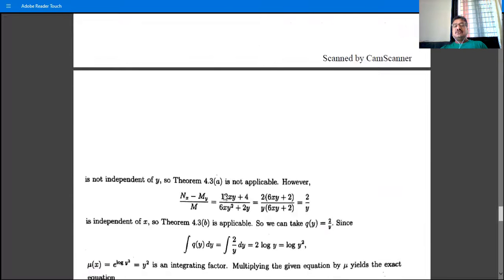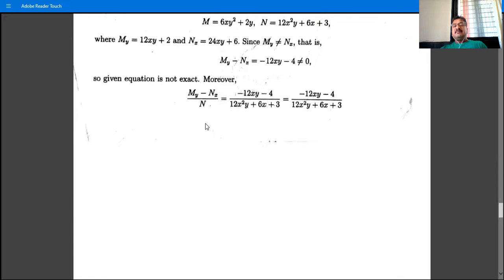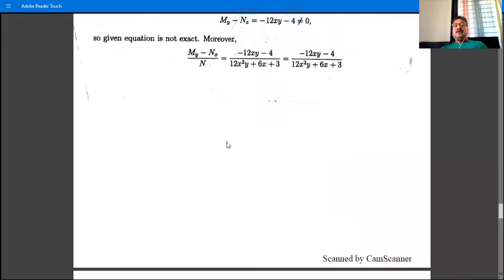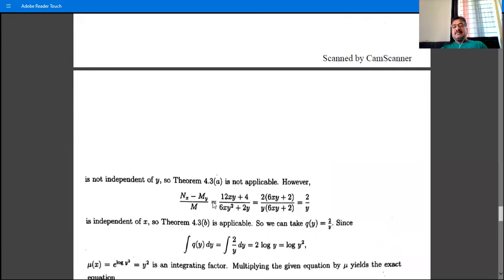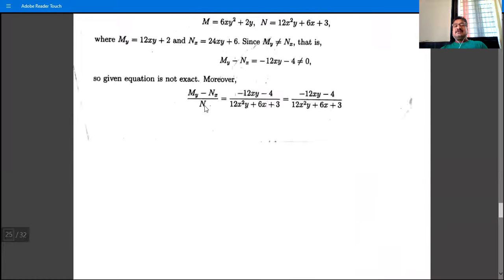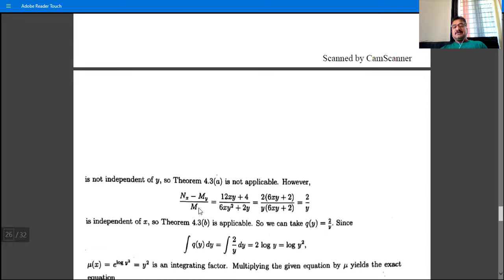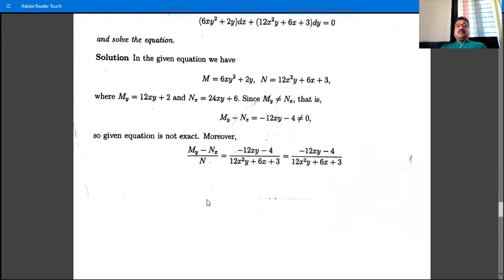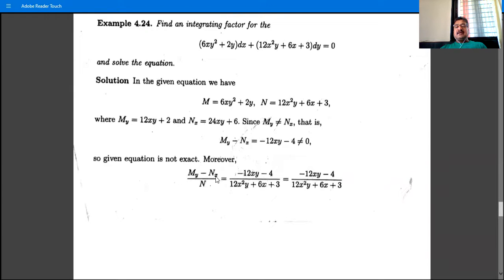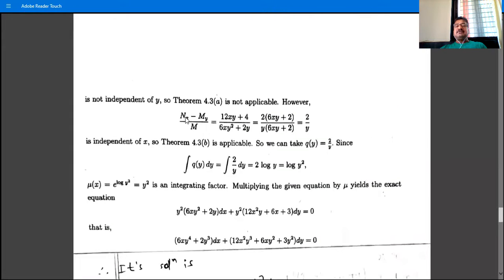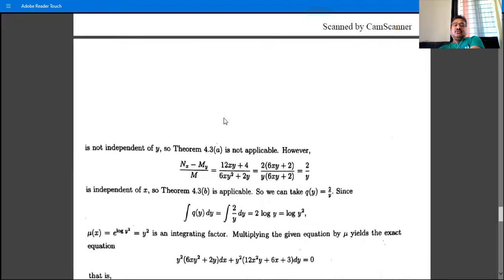So comparatively study these two rules. Either this is a function of x alone, or this is a function of y alone. If this is a function of x alone, or this is a function of y alone, then these rules are applicable. What happens if, like this, M y minus N x divided by N is a mixed function of x as well as y? And if N x minus M y divided by M is again a function of x as well as y, then these two rules are not applicable.